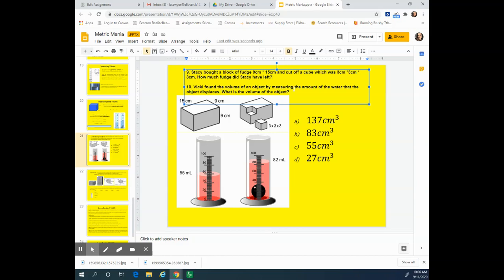Vicky found a volume of an object by measuring the amount of water that the object displaces. What is the volume of the object? So this is where Vicky starts off at, right here. And this is when she puts the item in, this is how high it gets. So you're going to say this volume, 82 milliliters, minus 55 milliliters gives you your answer. Okay?